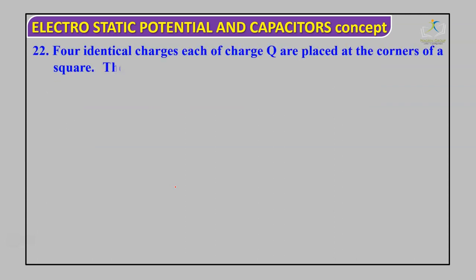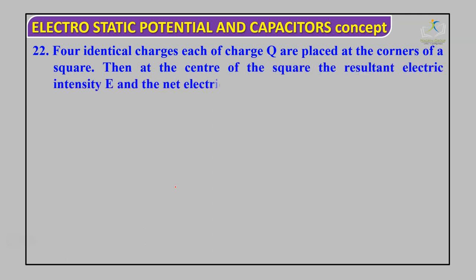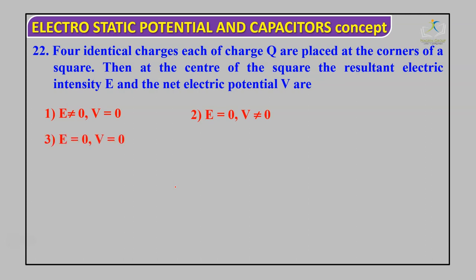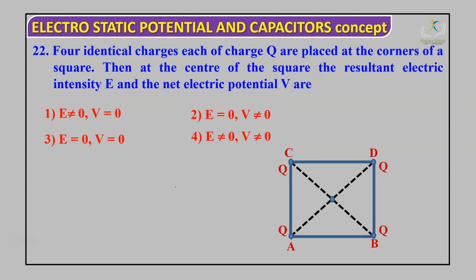The next question which we have: 4 identical charges, each of charge q, are placed at the corners of a square. Then at the center of the square, the resultant electric intensity E and the net electric potential V are? We have the options: electric field is not equal to 0, potential is equal to 0. Electric field is equal to 0, potential is not equal to 0. Electric field is equal to 0 with potential V equal to 0. And the last, electric field is not equal to 0 and potential is not equal to 0. This is the diagram of this question. As you can see, these are the 4 charges which are located at the vertices of the square.